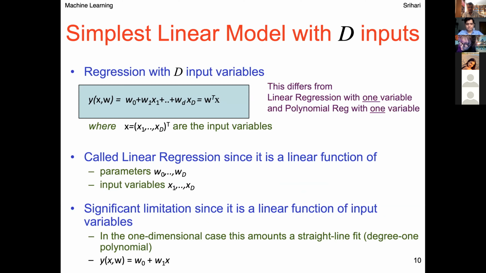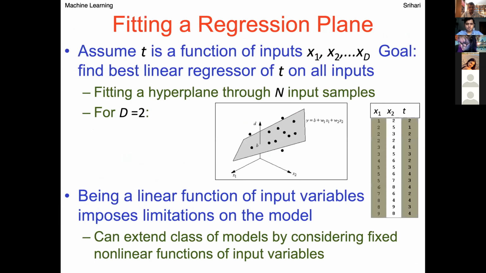So it's called linear regression since it is a linear function of the parameters w0 through wD, and the input variables are x1 through xD. A significant limitation, since it's a linear function of the input variables, is that it's not very complicated. All you can draw in x space of this is going to be a straight line. There are not even powers of x involved here. So it's going to be just figuring out the best possible straight line to fit the data, which is not very appealing. More generally in a multidimensional space, it becomes finding a regression plane.